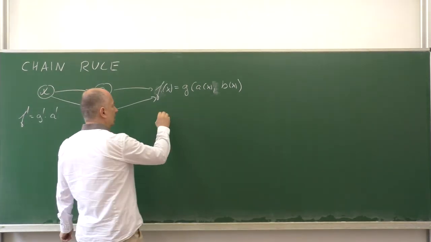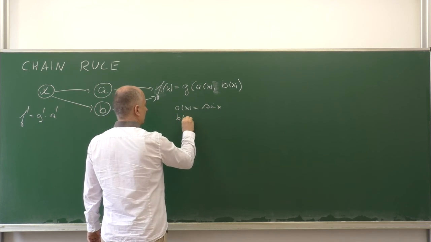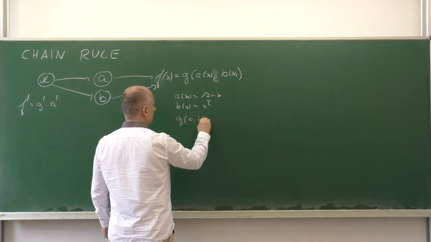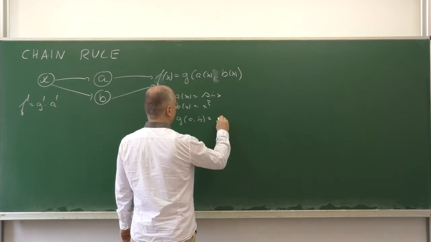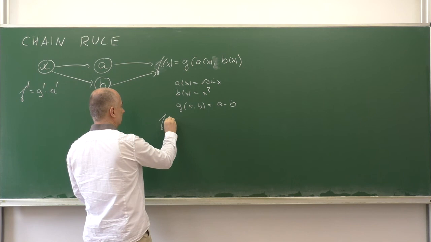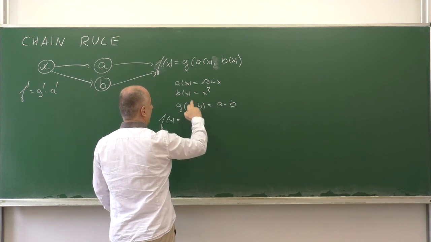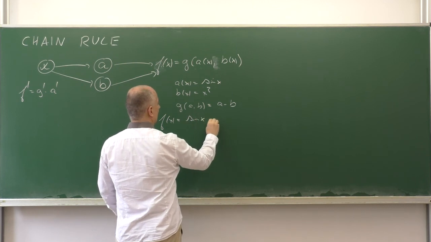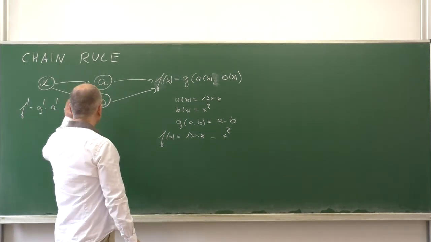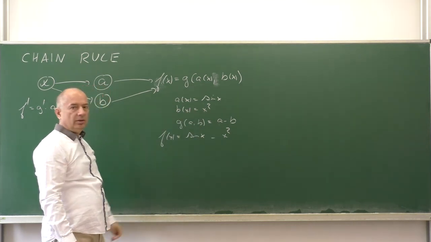Let's consider some example. Say a(x) is sine of x, b(x) is x squared, and g of a, b is, say, a minus b. Then the function g is the difference of the two arguments, and f is sine of x minus x squared. And we want to derive some rules how to compute the derivatives for general functions a, b, g, f without any particular function in mind.